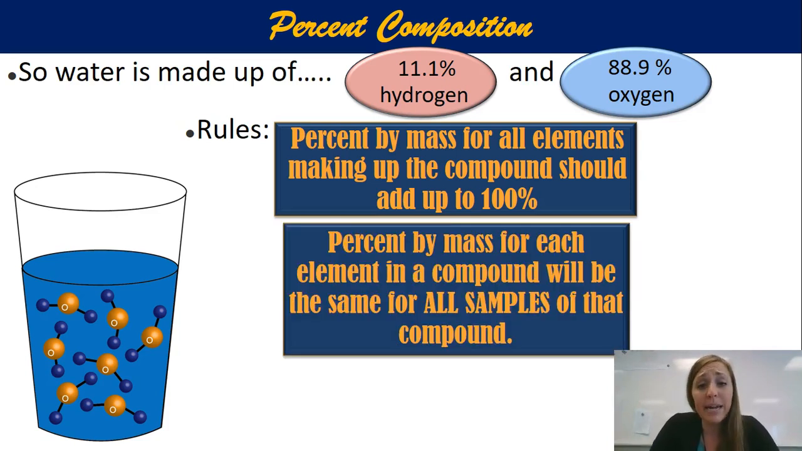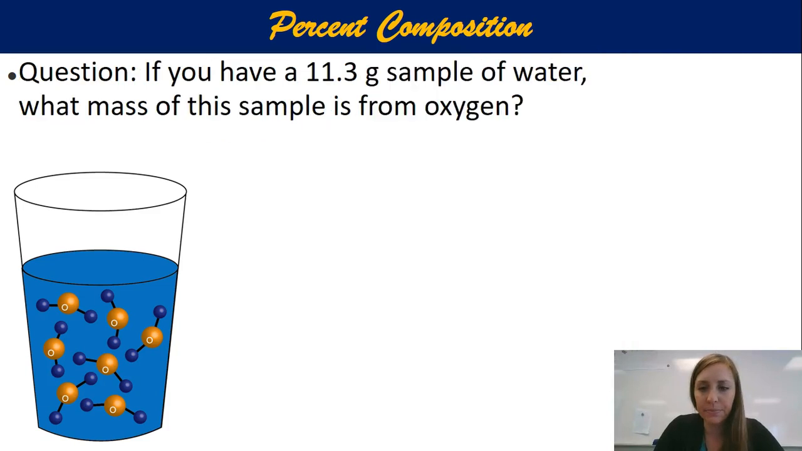The other thing you need to keep in mind is the percent by mass for each element and compound will always be the same for all samples of that compound. Remember I said water is always H2O. It's always going to be the same. So any sample you ever have of water will always be 11.1% hydrogen and 88.9% oxygen. That will never change for any water sample. If you have anything that's not 11.1% hydrogen, it automatically can't be water.